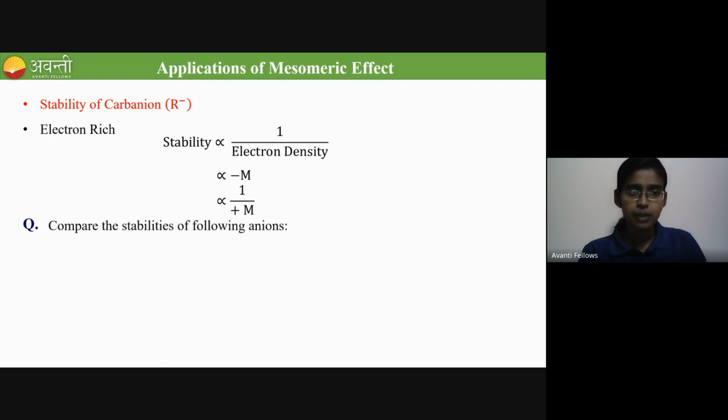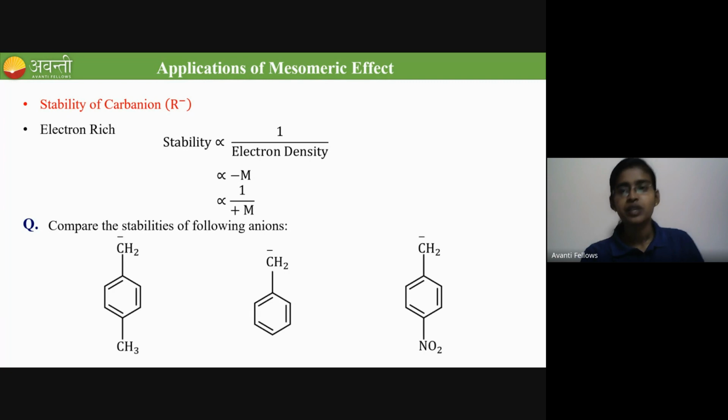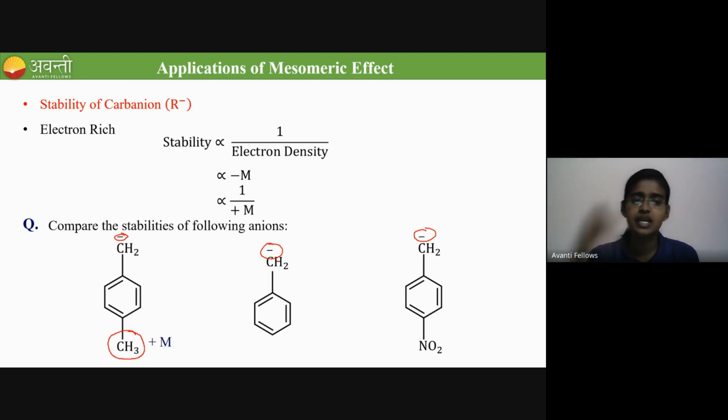Now we are going to compare the stability of the following anions. Okay, so you can see 3 compounds. In all the compounds, we have a phenyl ring which is attached to CH2 minus. So this is our carbanion. And in the first compound, you can see a CH3 group is attached. So what is the CH3 group? It is an alkyl group, right? Alkyl groups are plus M groups. The group which donates the electron to the ring.